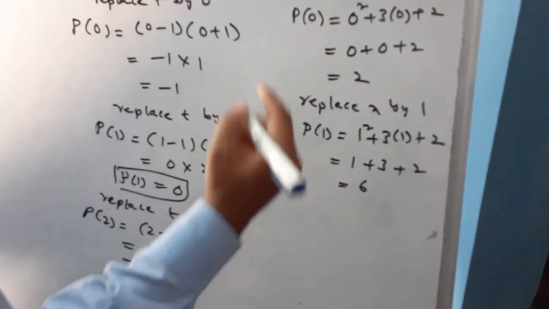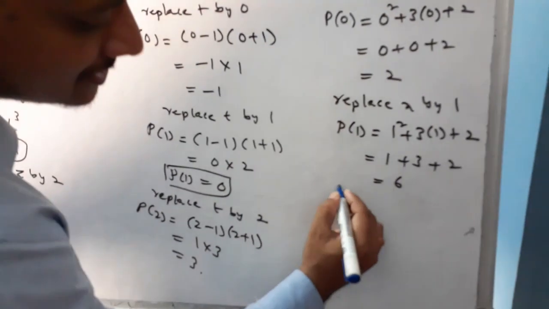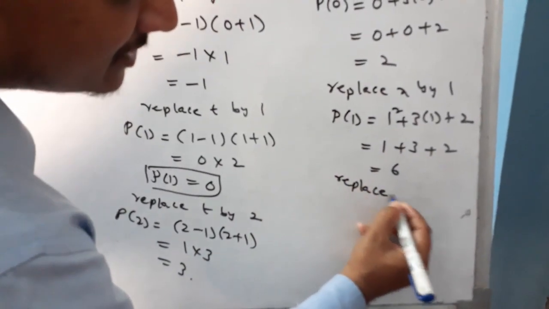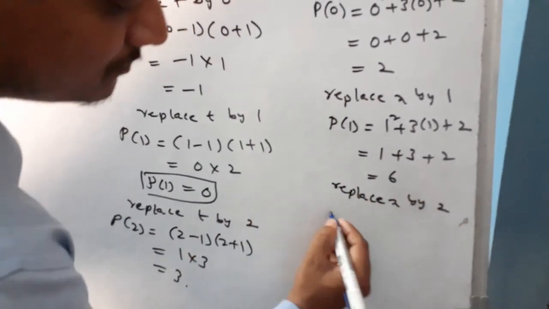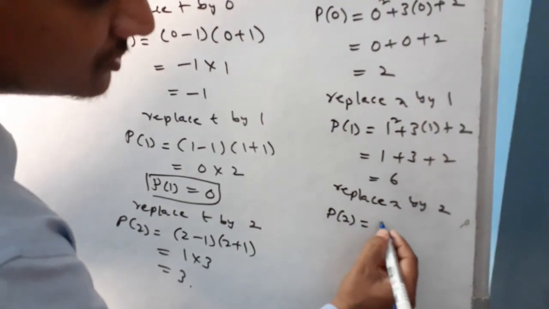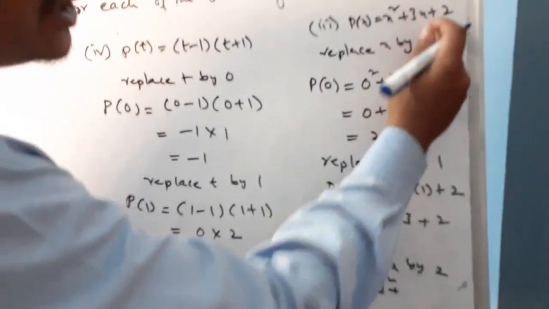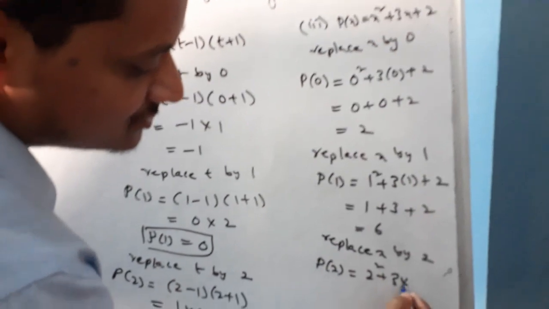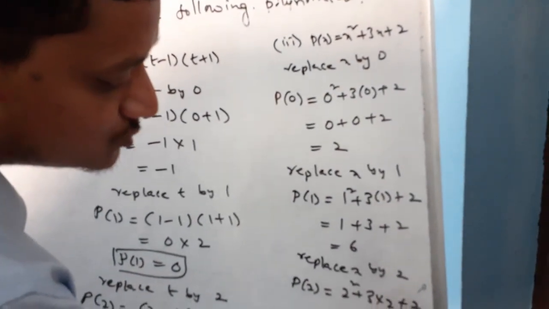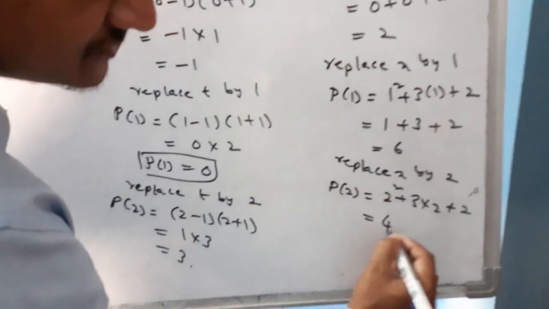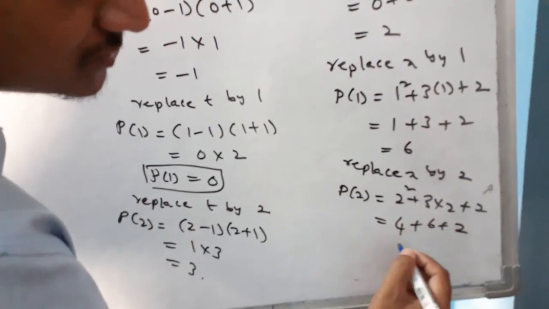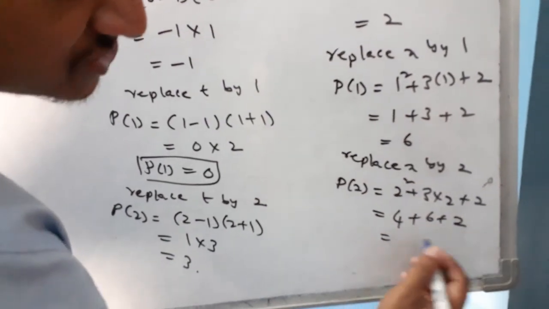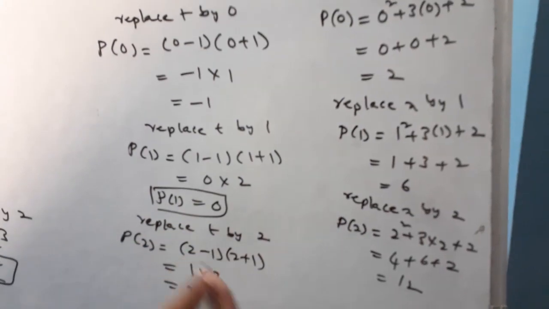Next we have to find the p of 2. P of 2 means replace x by 2. So p of 2 is equal to 2 square, 3 into x means 3 into 2, plus 2. So 2 square means 4 plus 6 plus 2. 4 plus 6 means 10 plus 2 means 12. So p of 2 equal to 12.